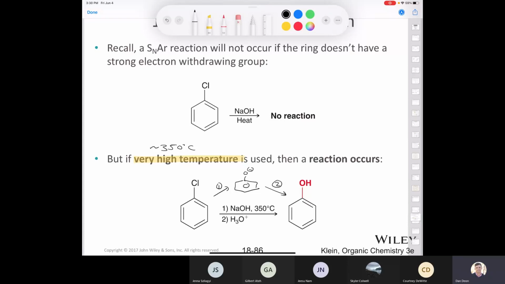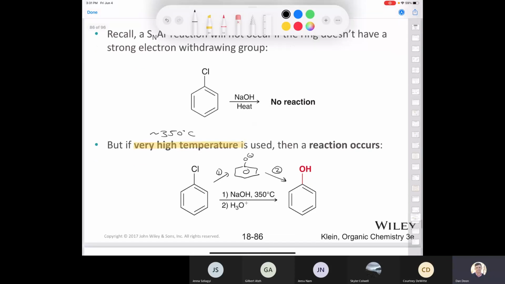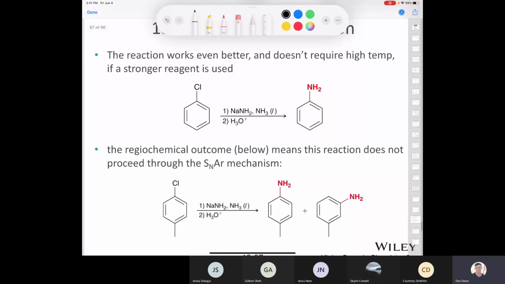Well, this isn't an SNAr reaction. This is not a nucleophilic substitution. This actually occurs by an elimination first and then an addition. Let's take a look at how that happens. The reaction works even better and doesn't require a high temperature if a stronger reagent is used. So instead of using something like sodium hydroxide, if you use a stronger base like amide, so this is sodium amide in liquid ammonia, you can see that works pretty well. So there we go. We do another substitution of that chlorine with an amine, again using sodium amide.